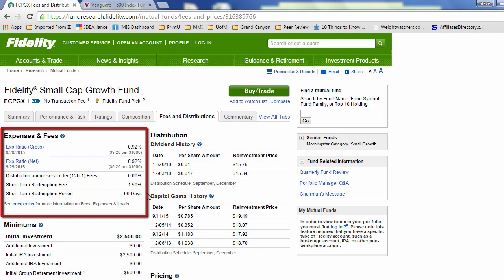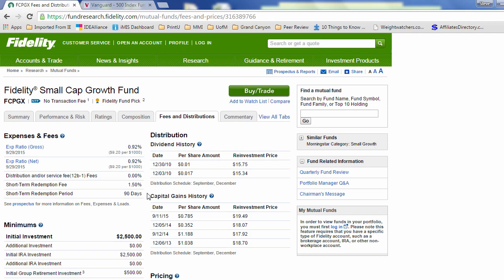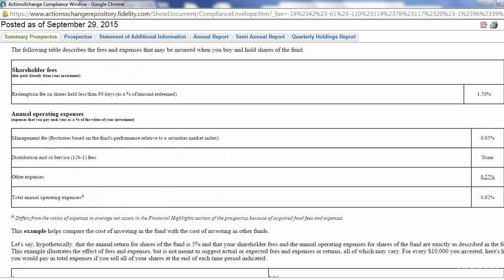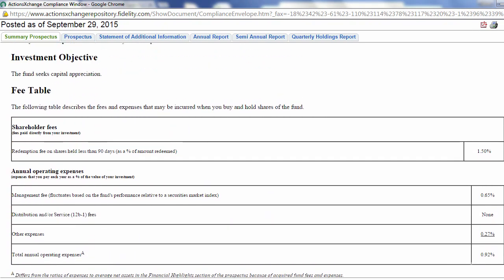So let's pull up the prospectus and take a look at that so you get a feel for how that looks too. Now, prospectuses can have all sorts of information. Here's a summary prospectus. You can click here to get the full prospectus, but we want to look at just a summary of the fees a little bit. And this is, once again, for the Fidelity Small Cap Growth Fund. Up here it is, the fee table.